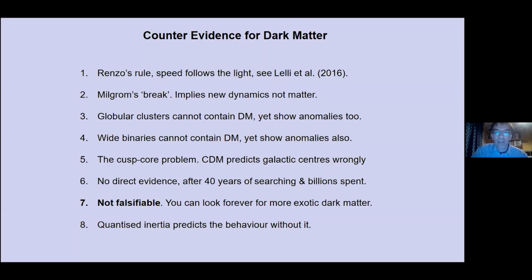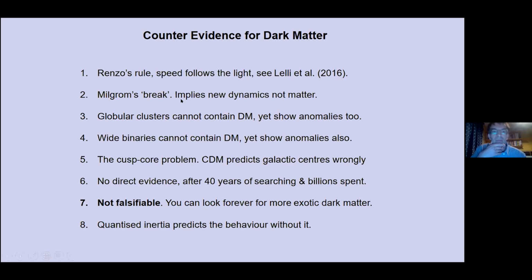Other reasons for doubting dark matter, there's a list here. So, for example, there's something called Renzo's rule, where speed follows the light. Every time there's a change in the speed of stars and galaxies, there's also a change in the light curve, or the amount of light in the area. So it seems that speed follows the light and there's nothing dark affecting it.